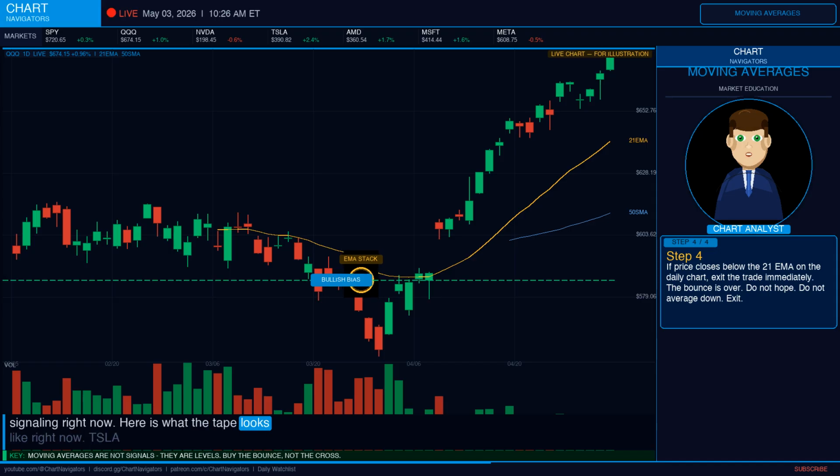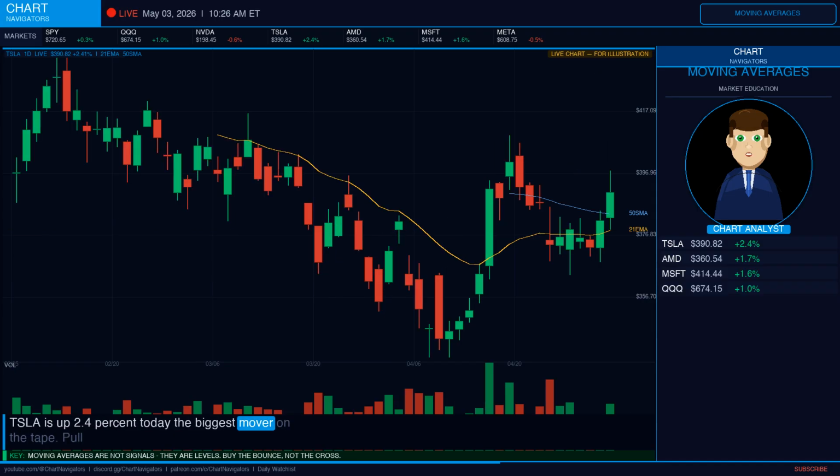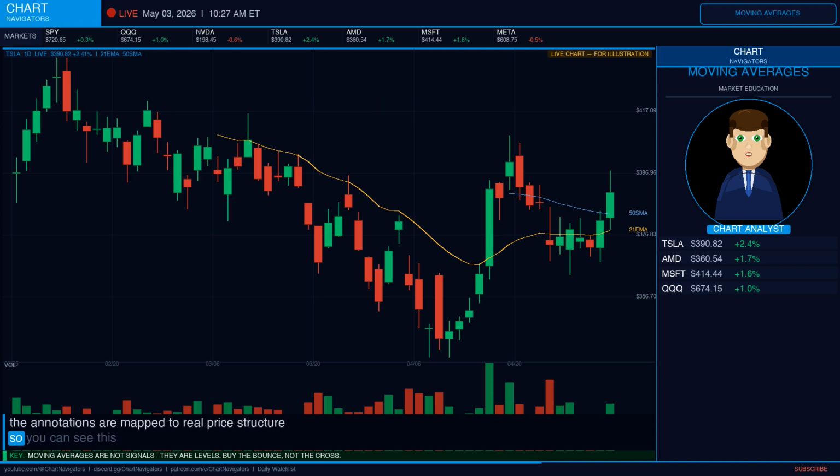Here is what the tape looks like right now. Tesla is up 2.4% today, the biggest mover on the tape. Pull up this name on the daily chart and check the MA stack. Is the 21 EMA above the 50 SMA? Is price above both? That alignment tells you the trend in 3 seconds. I am using today's live chart to show you exactly where these levels appear right now. The annotations are mapped to real price structure so you can see this in a live market, not just theory.